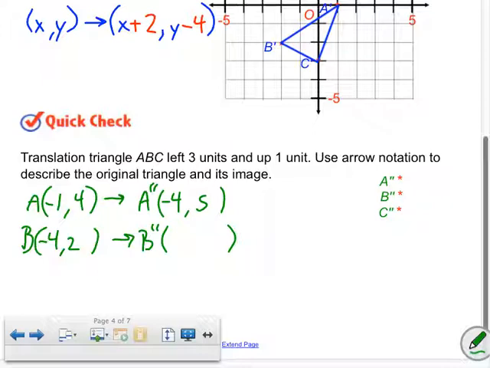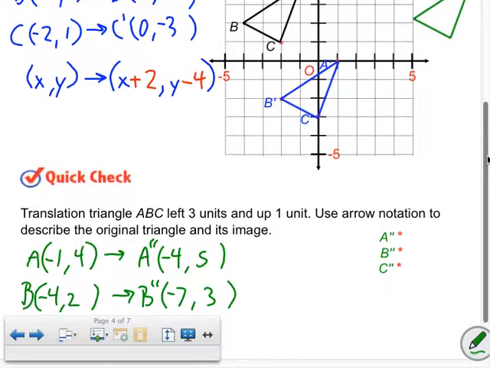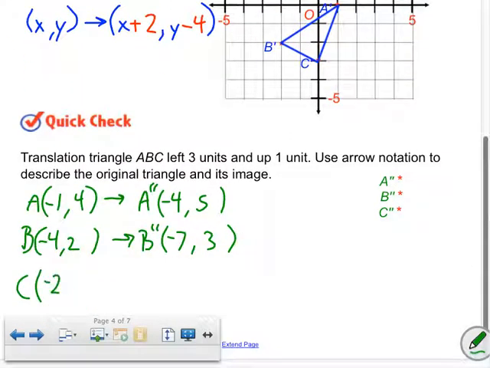-7, because -4 minus 3 is going to be -7. And then what? 2, 1 unit up, that becomes a 3. Okay? And then we have point C. Point C was -2 and +1, and then C double primed. What's C double prime going to be? -5 and 2. Okay. So let's go and graph these.